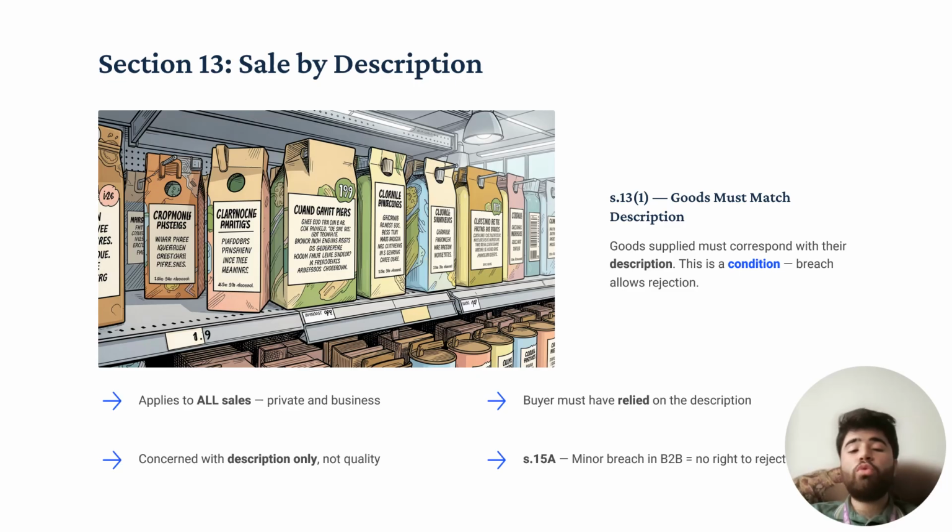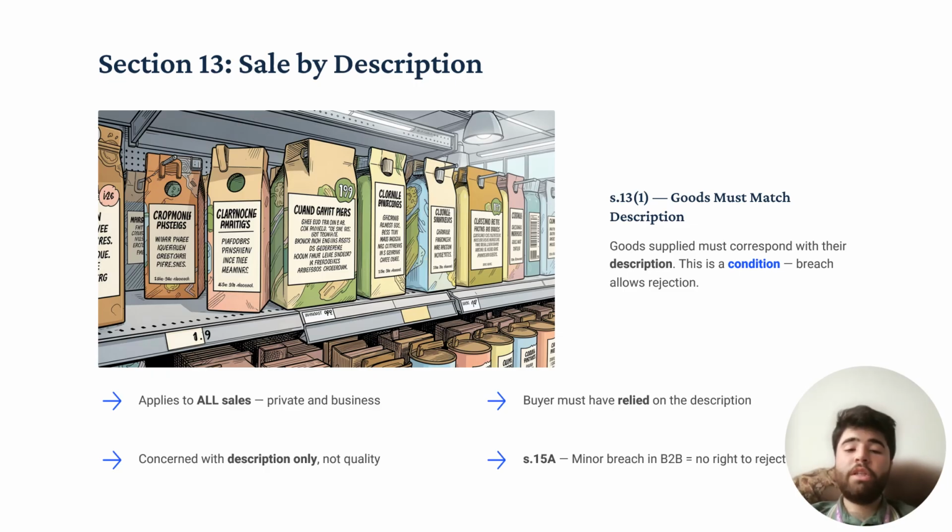Now let us move on to section 13, which is about sale by description. Section 13 subsection 1 says that where goods are sold by description, there is an implied condition that the goods must match the description. Second, a sale can still be by description even if the buyer has seen the goods. The key question is whether the buyer was relying on the description.